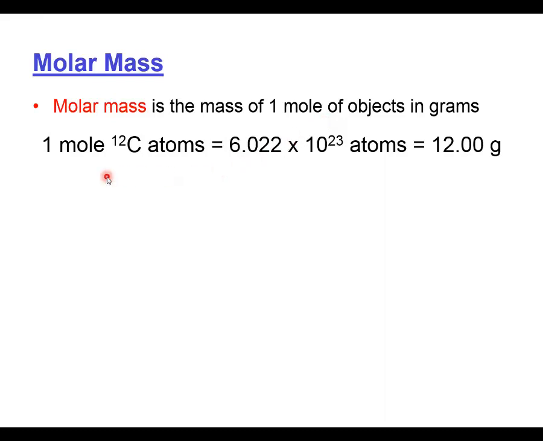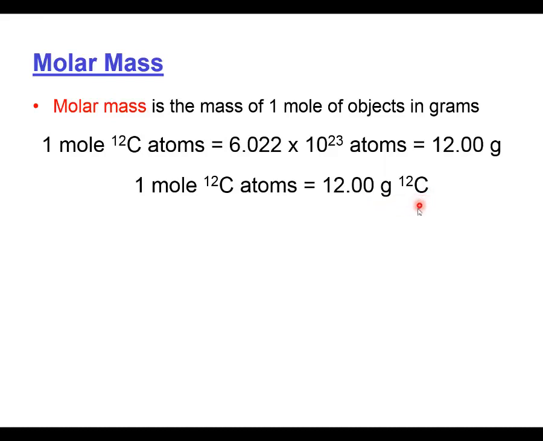So if I have carbon-12 atoms, which have 12 atomic mass units each for their mass, if I have 1 mole of those carbon-12 atoms, I'd have 6.022 times 10 to the 23rd atoms. That's the same as 12 grams of carbon-12 atoms. So if I have a mole quantity, that would be my value in grams.